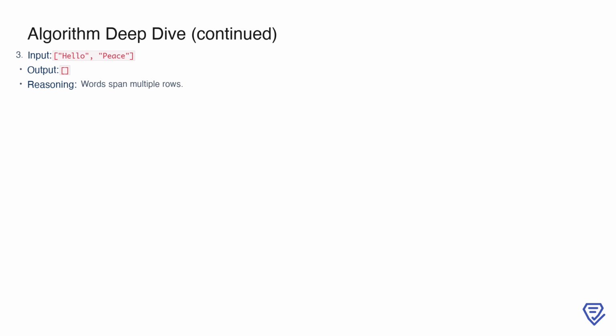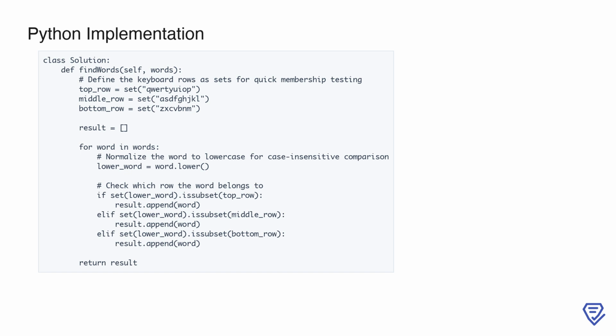a single keyboard row, and case insensitivity ensures proper handling. On the other hand, words like hello, peace result in an empty output because their letters span multiple rows, making them invalid according to the problem's rules. These examples highlight how the algorithm correctly handles various inputs while adhering to the constraints of the problem. This solution is designed to solve the problem of determining which words in a given list can be typed using only one row of a QWERTY keyboard.